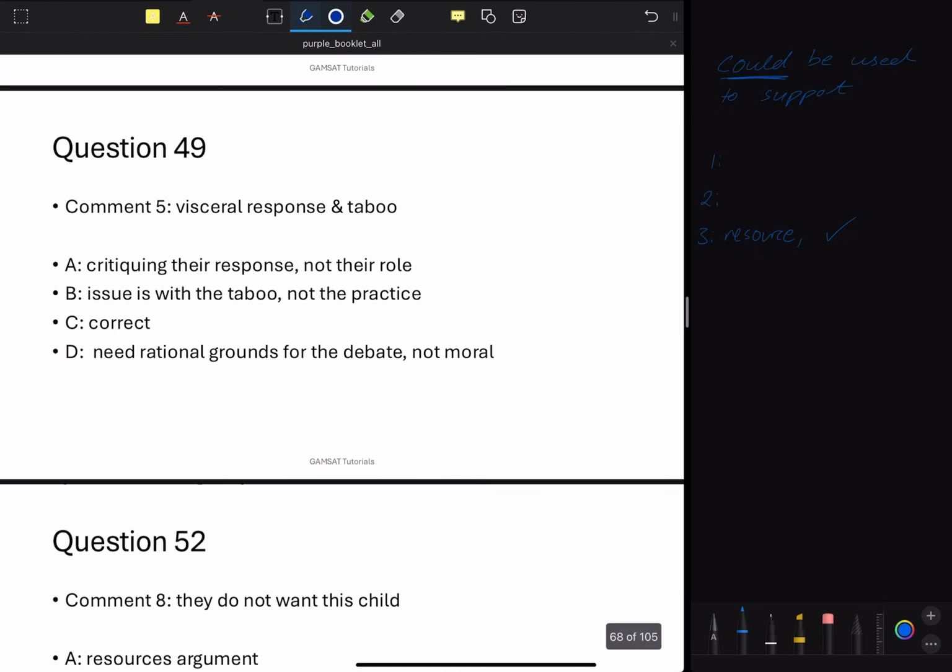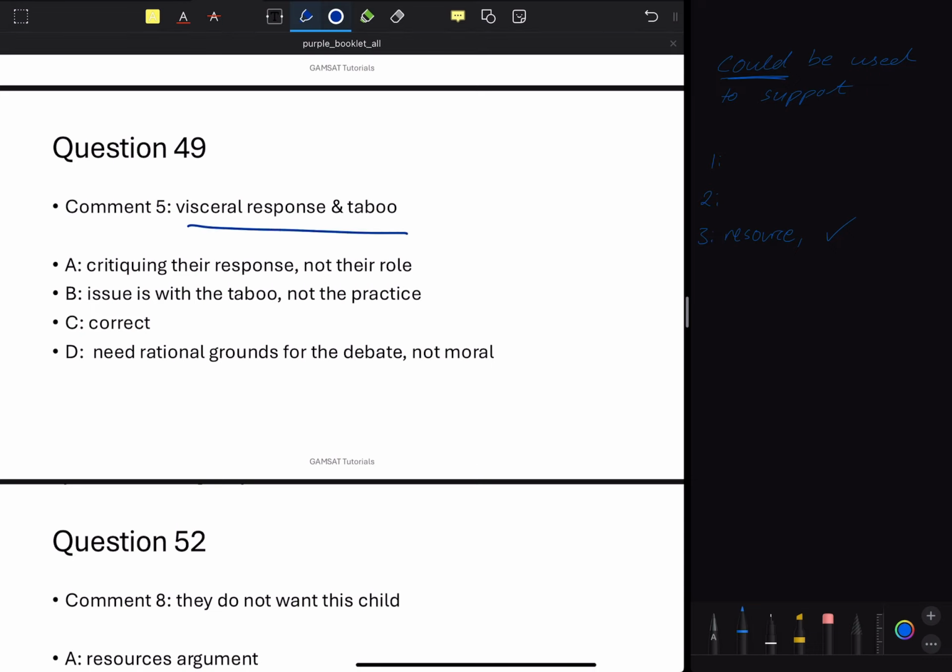Okay, so now I'm going to go on to question 47. So comment 5 suggests that, question 49, not 47. Yes, we've just done question 48, now we're doing question 49. This is kind of the downside of doing them out of order, is you can get a bit lost. So comment 5, what does comment 5 say? Comment 5 talks about how the response to infanticide is like a visceral reaction like it is to incest or cannibalism. And as a result, it means that it's a taboo topic and people don't talk about it. So that's the main point.